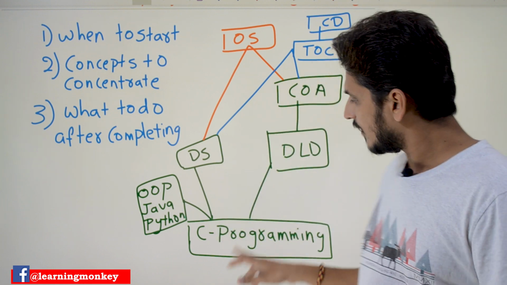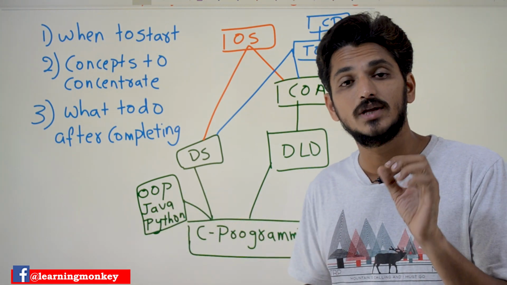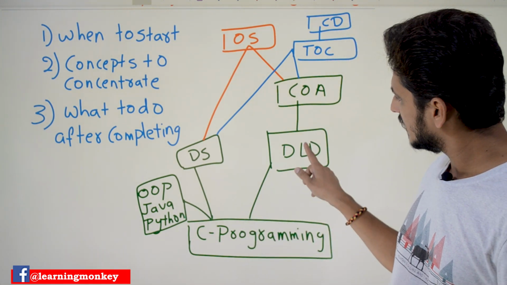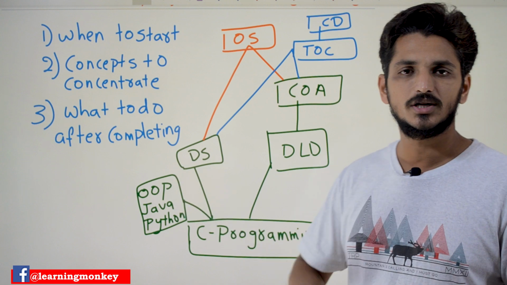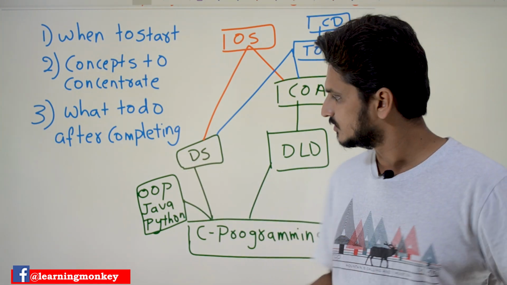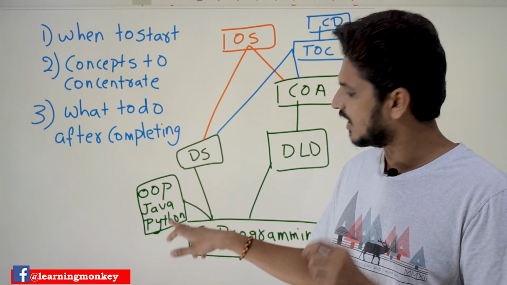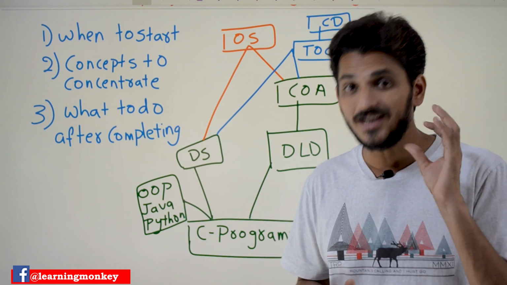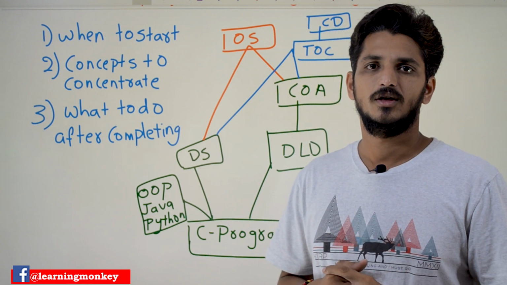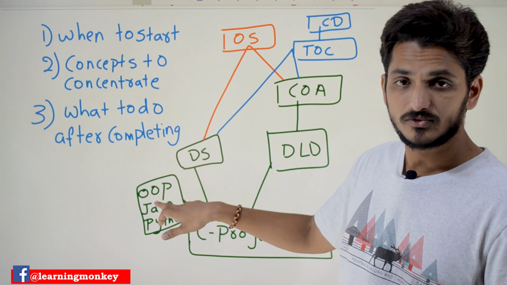Now, after completion of C programming, one can start studying object-oriented programming. Means after completion of C programming, he can start DLD, DS, and object-oriented programming at a time. You can choose any one object-oriented programming language. You can choose Java or you can choose Python. Any one is enough. Now, when to start? You have to start after completion of C programming.